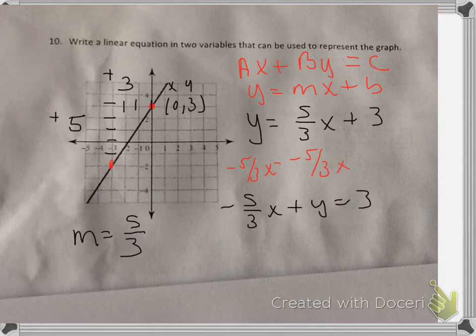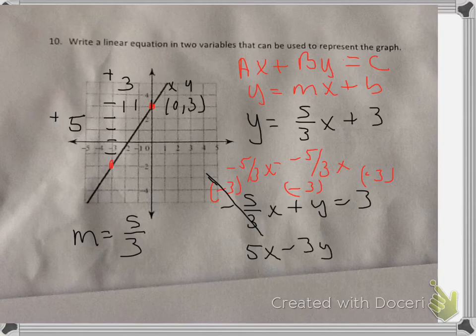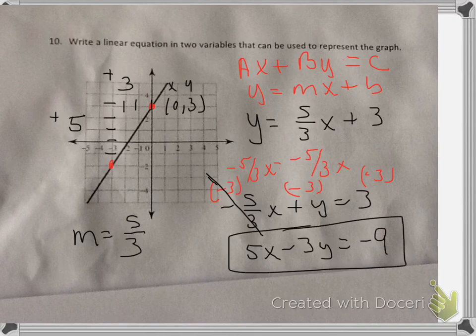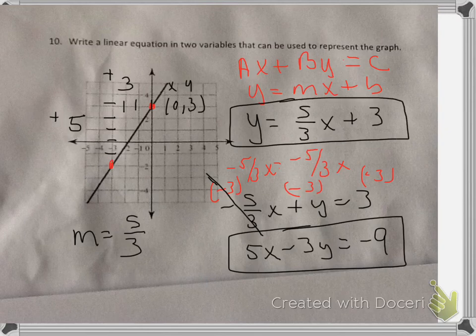Since it's negative, and since it has a denominator of 3, I'm going to multiply everything by negative 3. And when I do this, the 3's cancel out. Negative 3 times 5/3 is negative 15 divided by 3, so really the 3's cancel out and you have 5x. Then minus 3y, because negative 3 times y is negative 3y. And negative 3 times 3 is negative 9. So this is my linear equation in two variables right there, and so is this as well. Both of these could be correct depending on what they're really asking for.